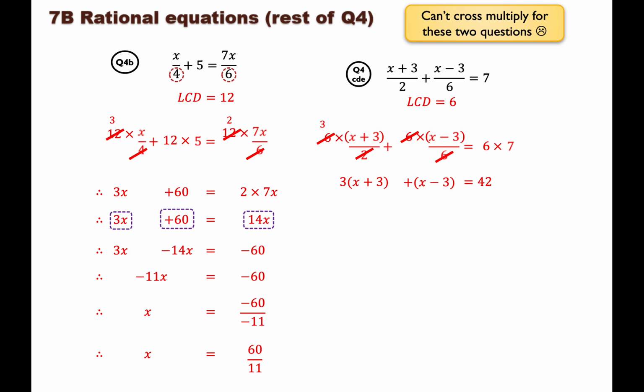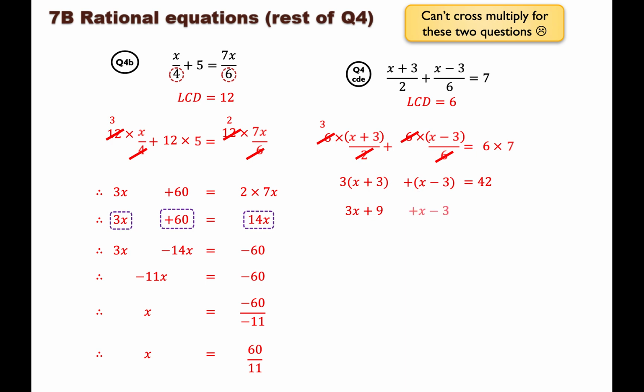Now, this is the kind of equation we've seen before. When we've got an equation with brackets, we first need to expand the brackets. So, 3 times x is 3x. 3 times 3 is 9. If you're not sure about that, go back and watch my expanding brackets videos. They're great. Here, I don't even really need these brackets, do I?